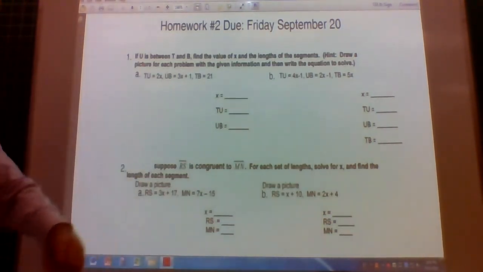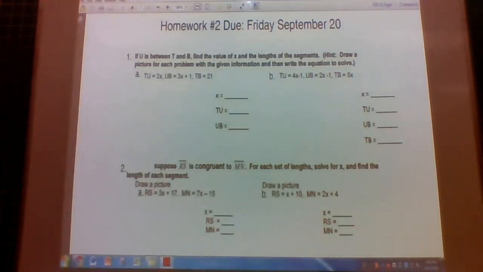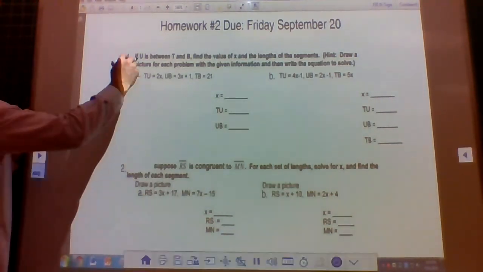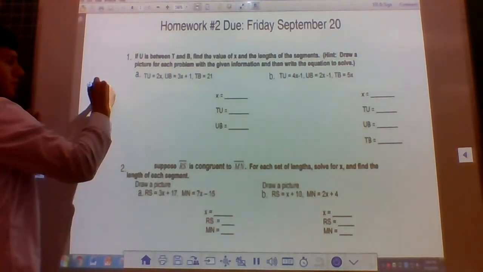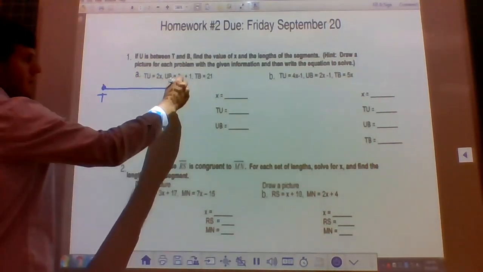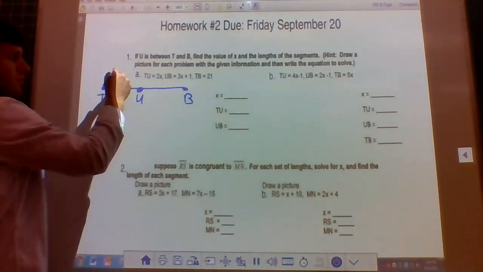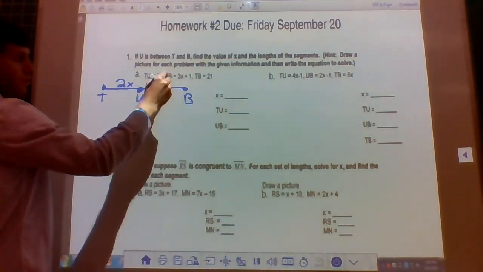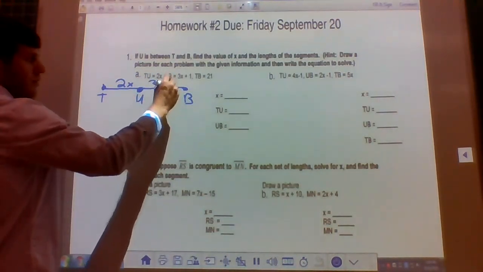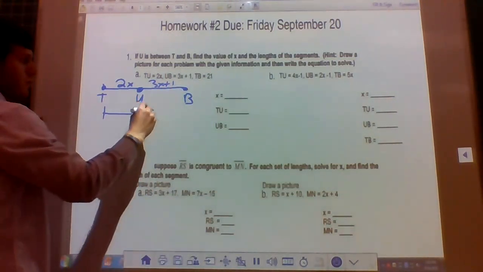So the first question here says, if U is between T and B, we need to find the value of x and the lengths of the segments. It tells us to draw a picture with the given information, then write the equation and solve. So that's exactly what we have to do. U is between T and B. So here's T, here's B, and U is here between them. TU is 2x, UB is 3x plus 1, and then TB is 21.